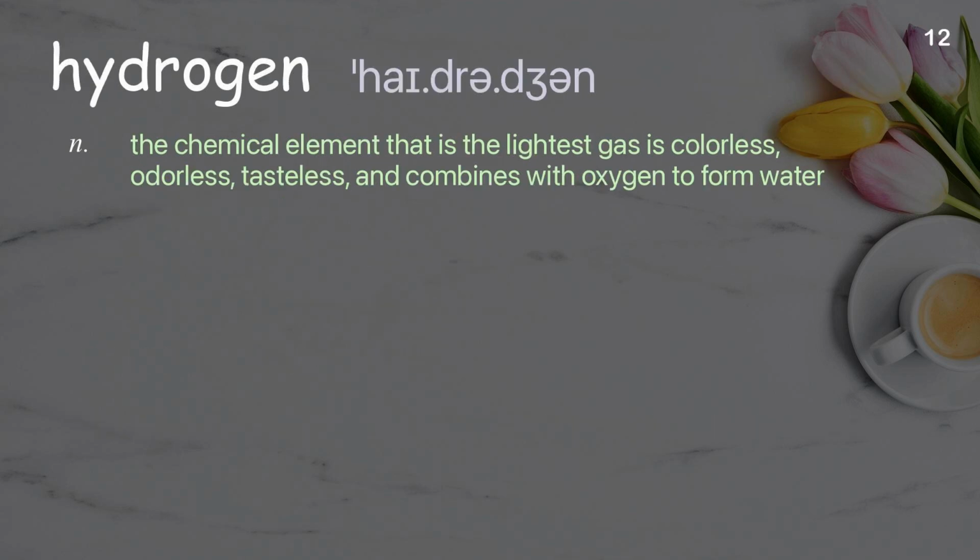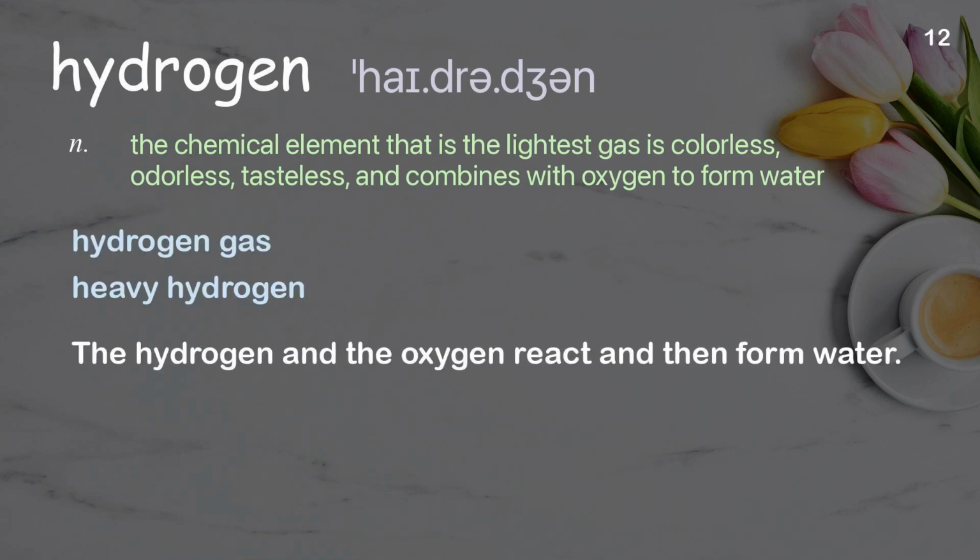Hydrogen. The chemical element that is the lightest gas; it is colorless, odorless, tasteless, and combines with oxygen to form water. Examples: Hydrogen gas. Heavy hydrogen. The hydrogen and the oxygen react and then form water.